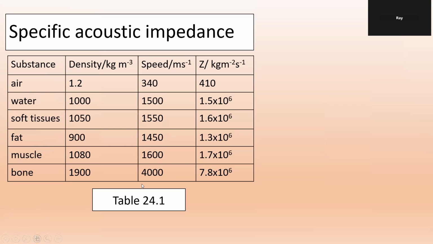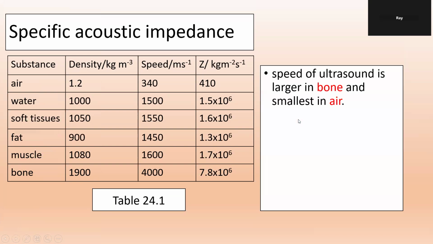Okay, there is the table. The first column is the substance, then the density of the substance, the speed of ultrasound in the substance, and the acoustic impedance. Speed of ultrasound is largest in bone, very high at 4,000, and air is very small compared to water and body tissue.